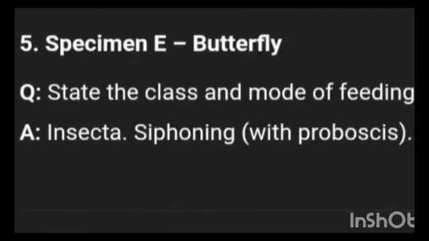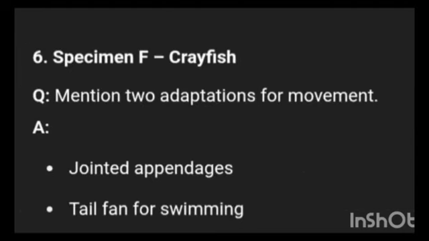Now specimen E is a butterfly. State the class and mode of feeding of the butterfly. It belongs to Insecta, and the mode of feeding is siphoning with the proboscis. That's what it's used for feeding. Siphoning is the mode of feeding using the proboscis.